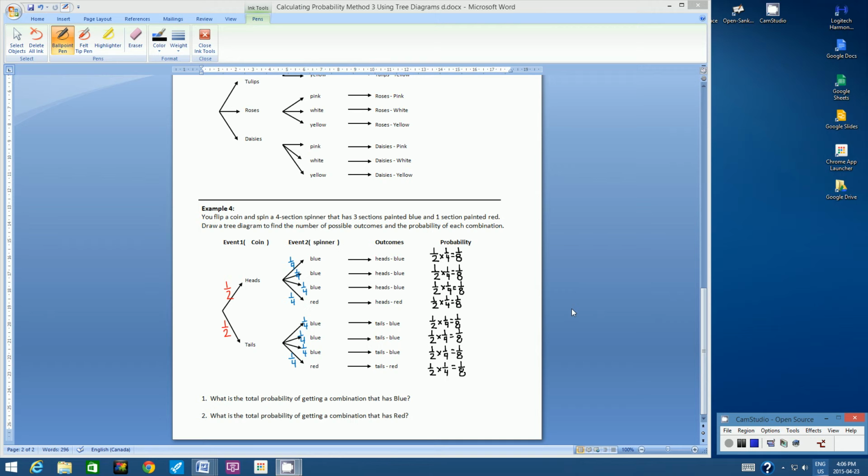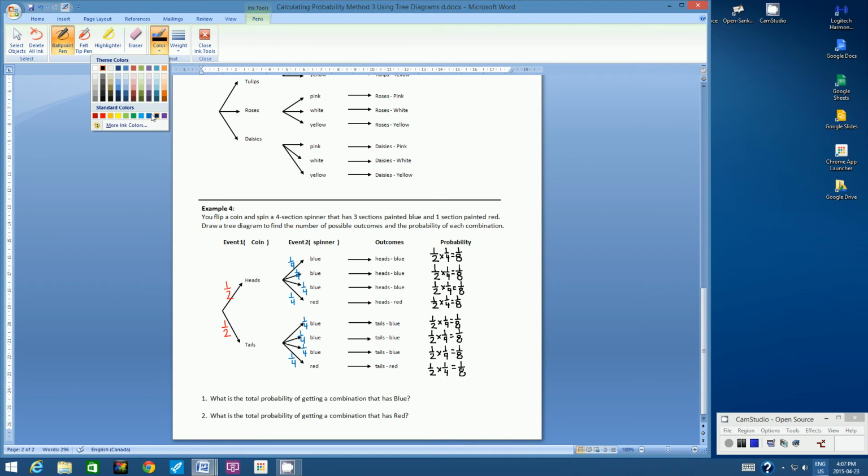So you might be thinking at this point, are all the probability trees going to look fairly similar, or are they exactly the same? Well, most of them are very similar. However, I can get very creative in the type of questions that I can ask you. So you'll notice that this example has actually got a couple questions at the bottom. So let's look at question 1. What is the probability of getting a combination that has blue?